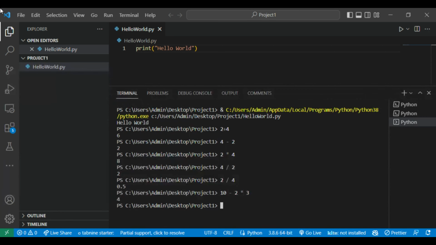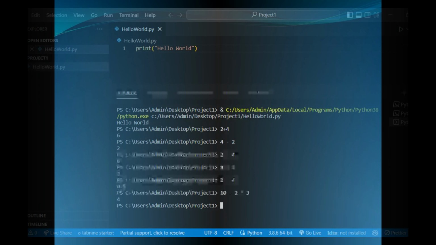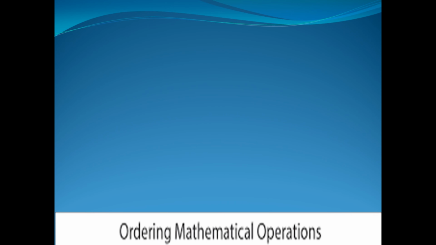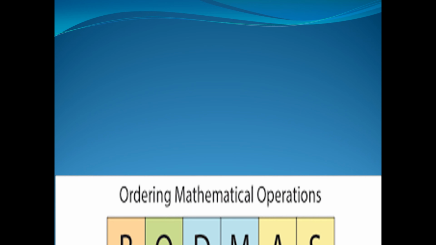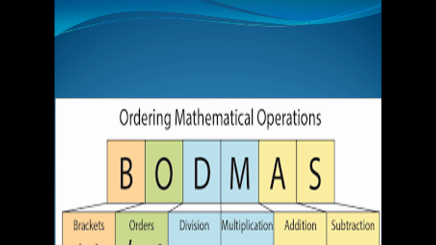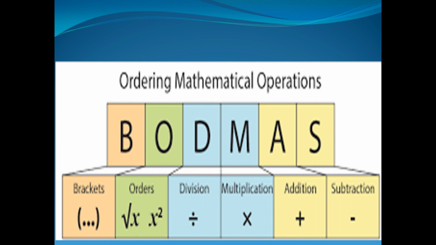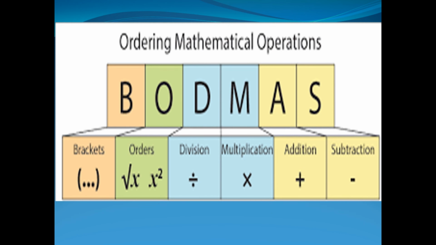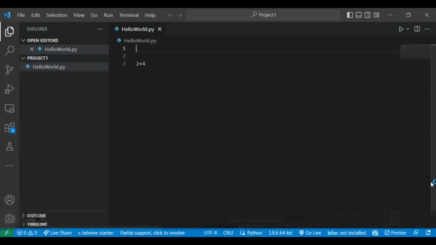You must have heard BODMAS before. That's how you know the order of operations. First it evaluates brackets and then it looks for exponents, then division, multiplication, addition and then subtraction in the order of left to right. Now let's try it in the Python file.